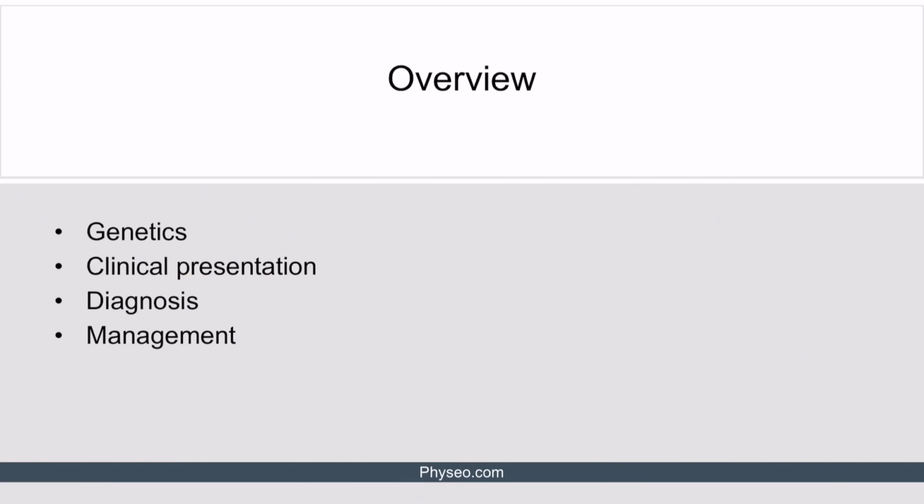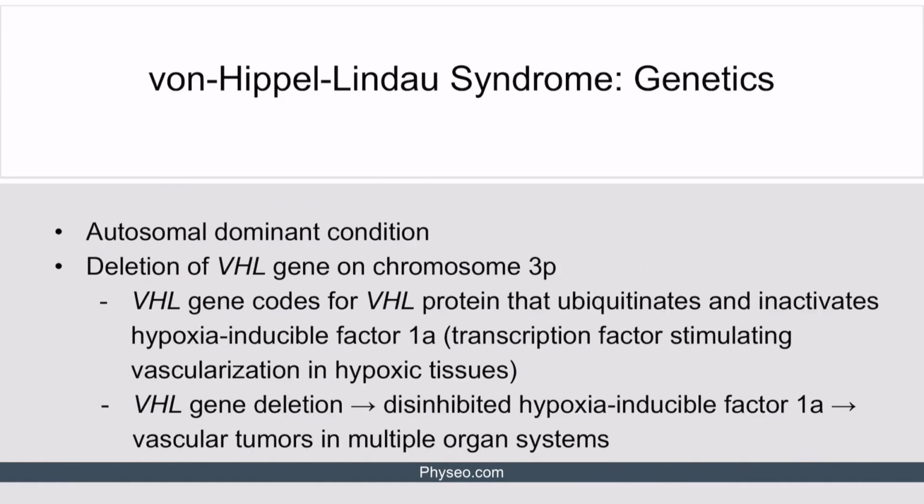Here is a sequence that we'll follow as we describe this disease. Von Hippel-Lindau syndrome is an autosomal dominant condition caused by a deletion of the VHL gene on chromosome 3p. The VHL gene normally codes for VHL protein that ubiquitinates and inactivates hypoxia-inducible factor 1a. Hypoxia-inducible factor 1a is a transcription factor that stimulates vascularization in hypoxic tissues.